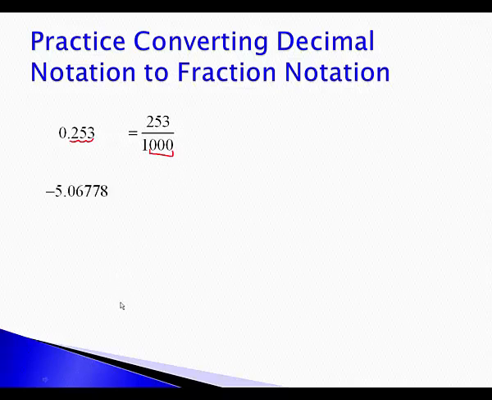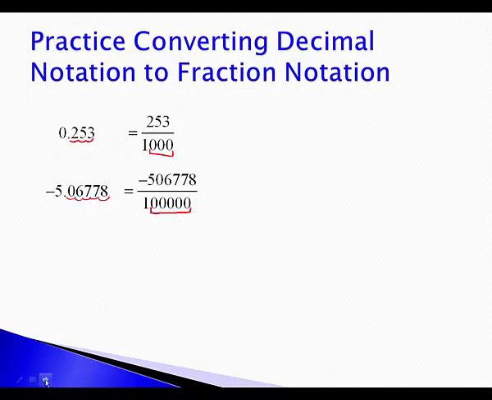The next one is negative 5.06778. And I want to convert this to a fraction. Once again, I'm going to count the number of decimal places. 1, 2, 3, 4, 5. I will then write the numerator, moving the decimal 5 places to the right, and the denominator will be a 1 followed by 5 zeros. So I end up with negative 5.06778, and then I have a 1 followed by 5 zeros.